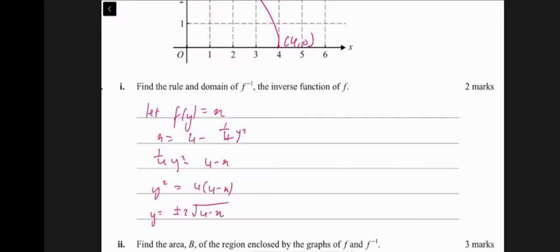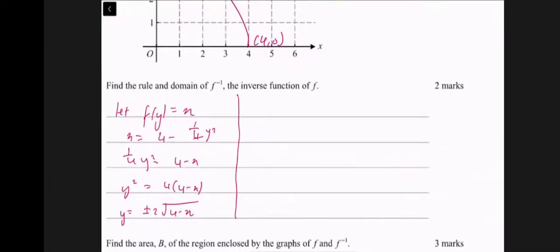So let f(y) equal x, then x equals 4 minus 1 on 4 y squared. So 1 on 4 y squared is 4 minus x. Y squared is 4 minus x. Y equals plus or minus 2 square root 4 minus x.